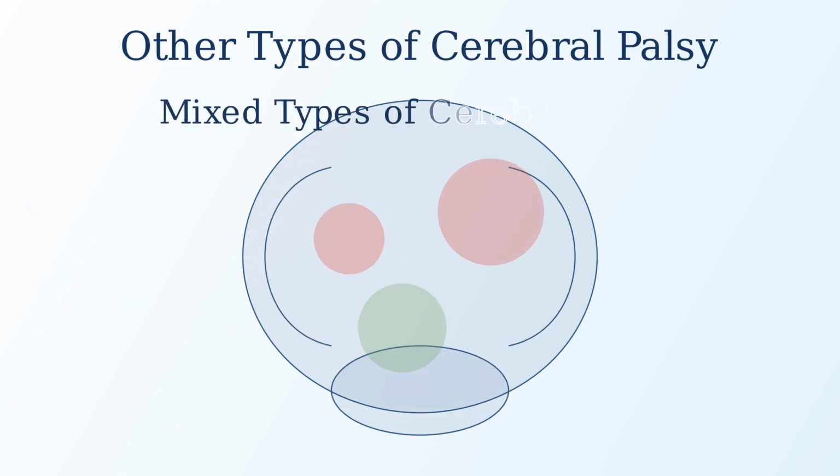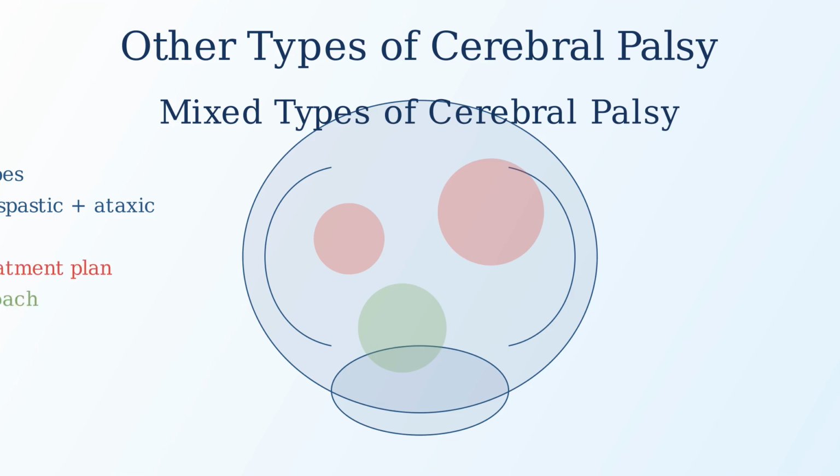Many patients present with mixed types of cerebral palsy, showing symptoms of multiple types simultaneously. For example, a child might have both spastic and ataxic features. The most common combination is spastic with ataxic cerebral palsy. Mixed types can make diagnosis more complex and require comprehensive, individualized treatment planning.